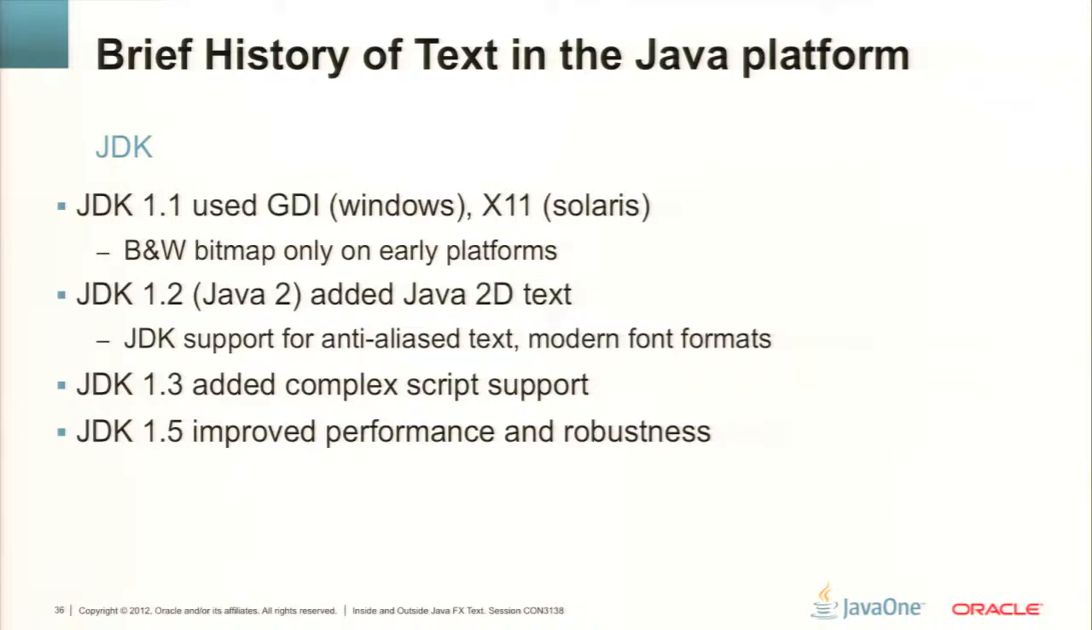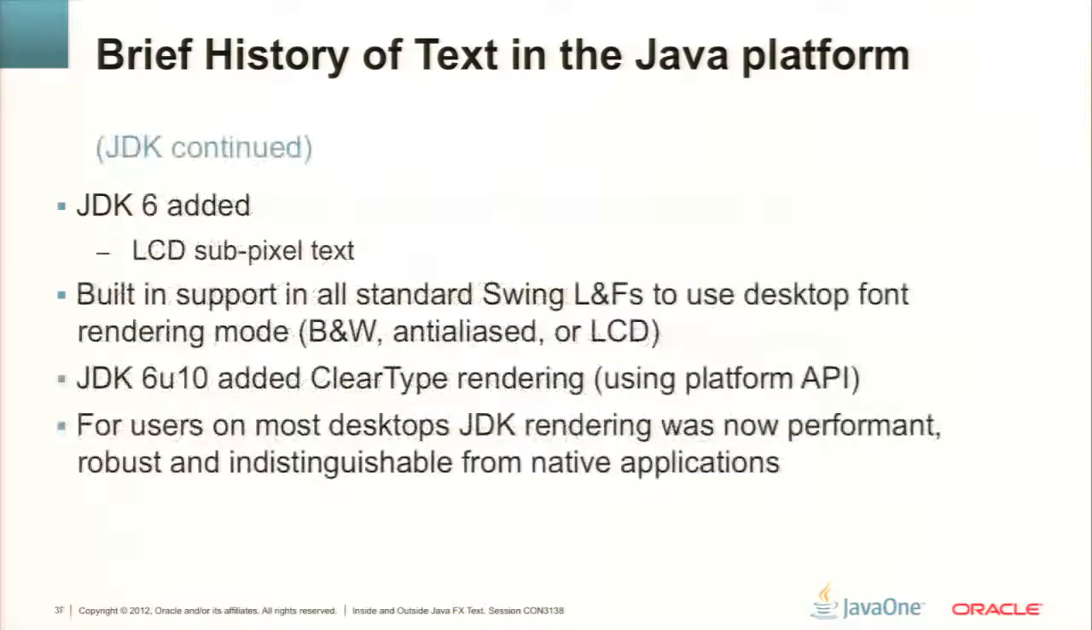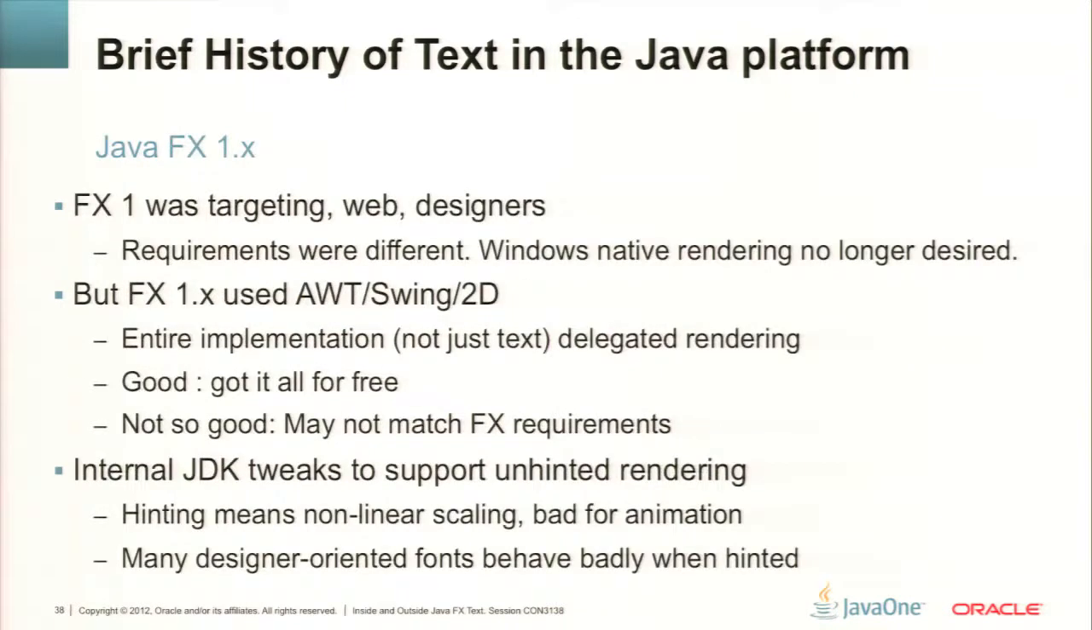Complex script support was added in 1.3. In 1.5, we improved a lot of things. We added LCD text in JDK 6 and added ClearType rendering in 6u10. And at that point, we seemed to be pretty much done for what we needed to do in JDK. But then FX came along. It was starting again, and the requirements for FX were actually quite different. We were targeting initially web designers and so forth.